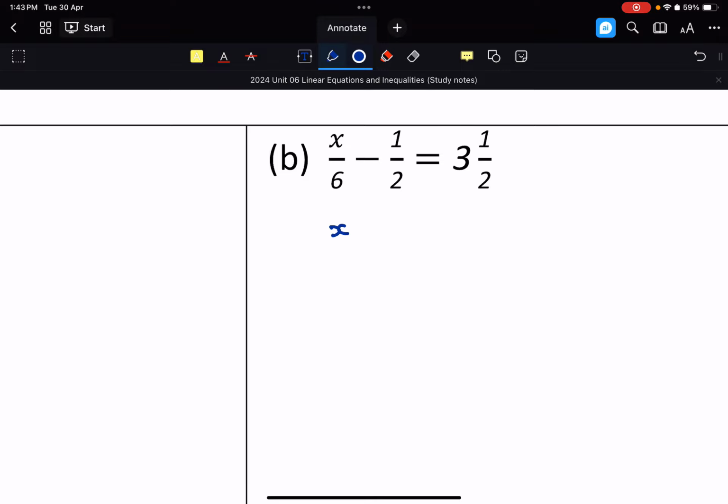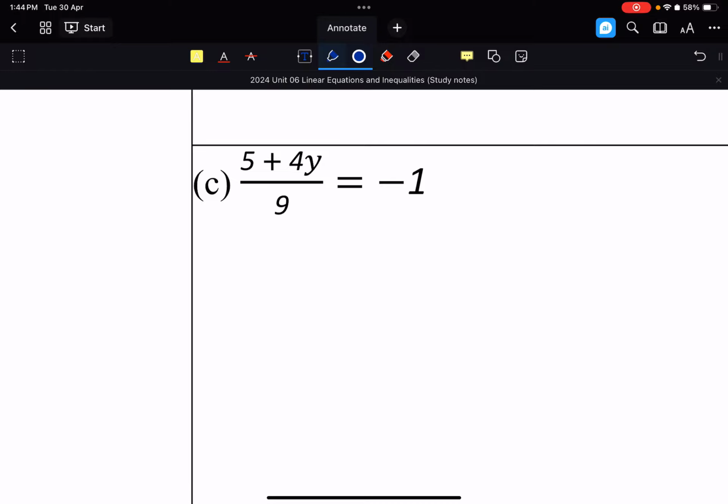Well, what do we have here? So let's work it out step by step. We have x over 6 minus half. Now, let's rewrite it as 7 over 2. That means x over 6 is actually equal to, I add half on both sides. So 7 over 2 plus half is actually 4. Therefore, I multiply by 6. This is 24. Right? 4 times 6 is 24. Moving on.